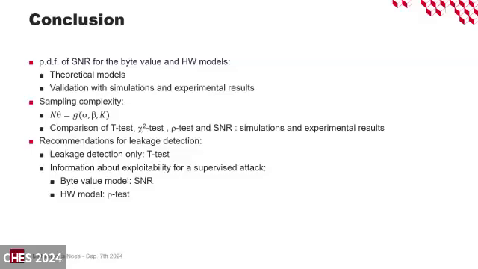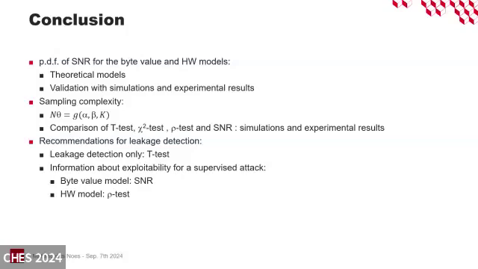So as a conclusion, we derive the distribution of the SNR for the byte value Hamming weight models. We derive some theoretical models which are validated with simulation and experimental results. We also analyze the sampling complexity, and we come up with a relationship like n theta is a function of alpha, beta, and k, the number of classes. This allows a comparison of the different metrics. I forgot to mention previously that the comparison was also done for the experimental data of the ASCAD database.